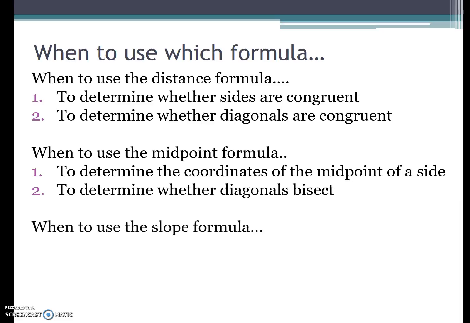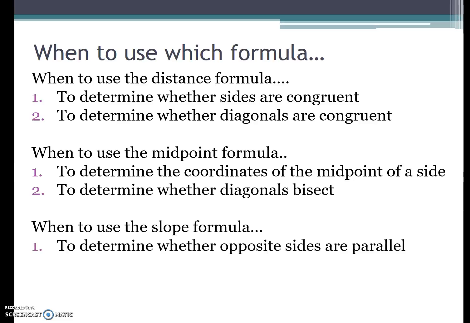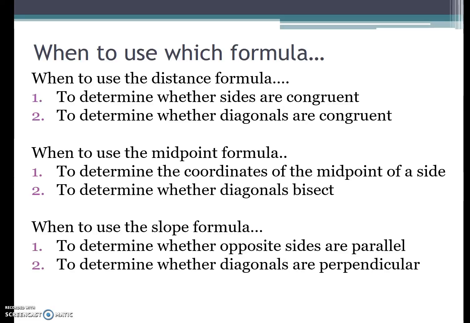Okay, and then finally the slope formula, that's dealing with, do we have parallel or perpendicular lines? So we want to determine if opposite sides are parallel. So if we have one pair of opposite sides for a trapezoid, or if we have two pairs of opposite sides that are parallel for the parallelograms. We also can show if we have ourselves perpendicular lines. So if we have the opposite reciprocal, that means these lines are perpendicular, so they're forming a right angle.